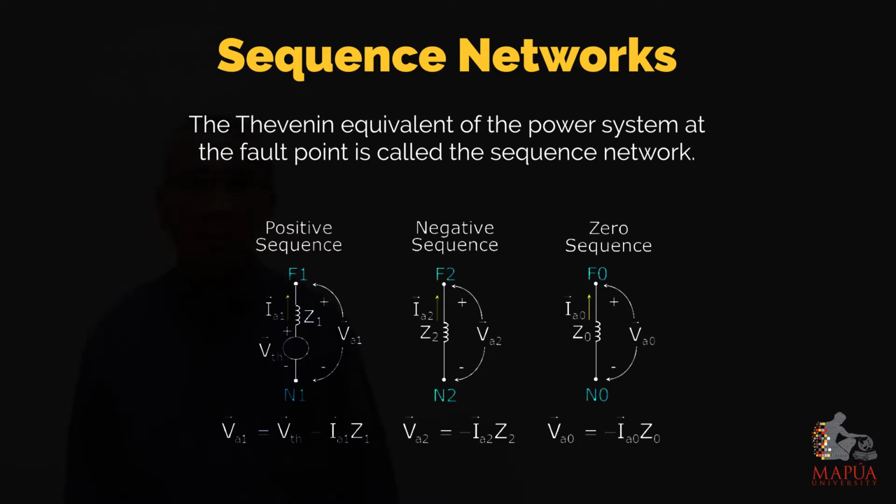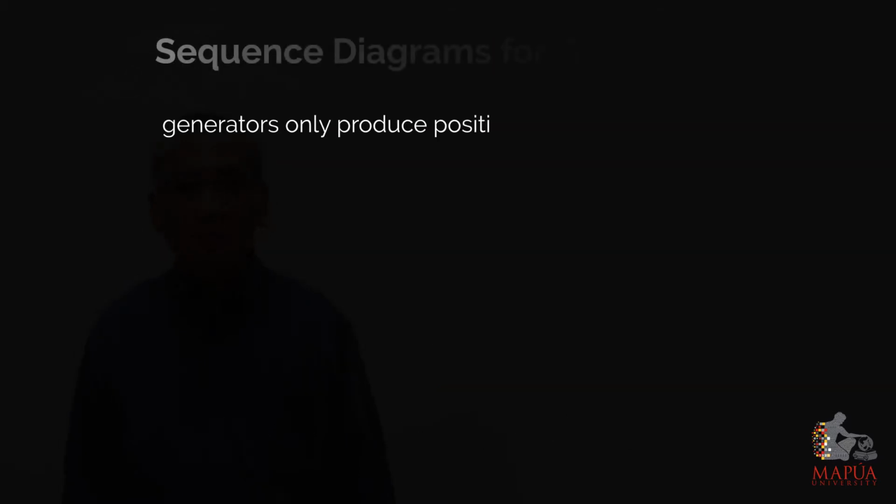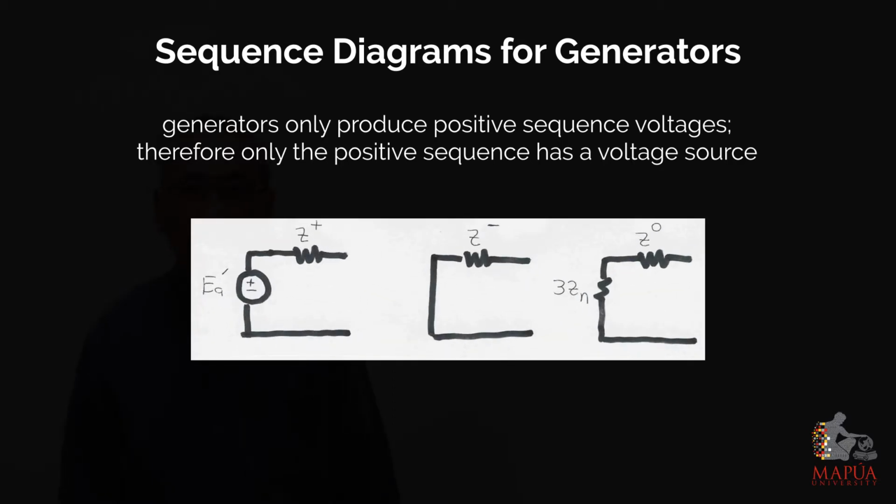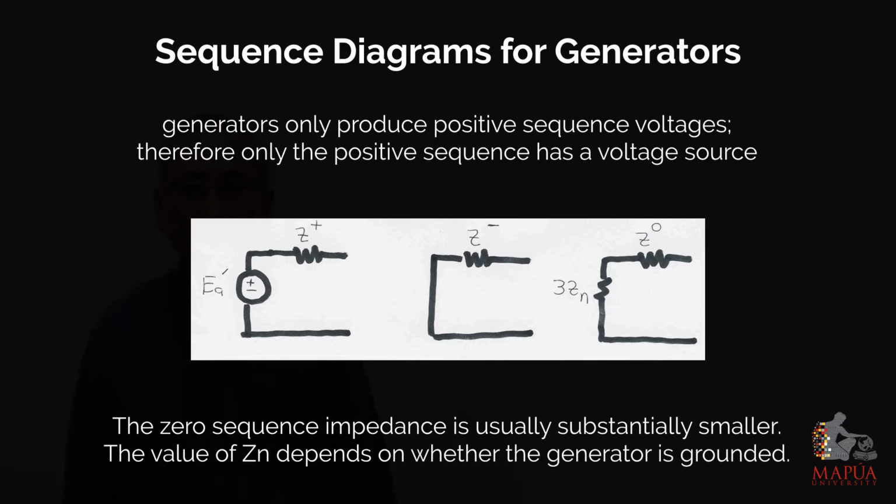Now, some key points to ponder with respect to these sequence diagrams. Generators only produce positive sequence voltages, therefore only the positive sequence has a voltage source, as shown in the diagram. During a fault, the positive sequence impedance is approximately equal to the negative sequence impedance and approximately equal to the direct axis synchronous reactance. The zero sequence impedance is usually substantially smaller. The value of Zn, the neutral impedance, depends on whether the generator is grounded.